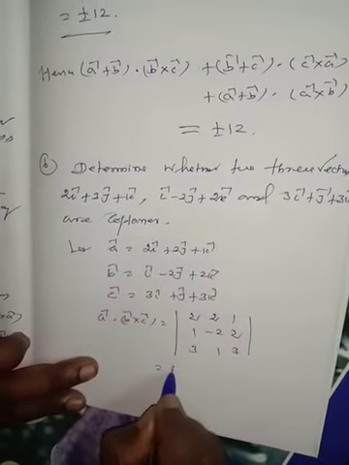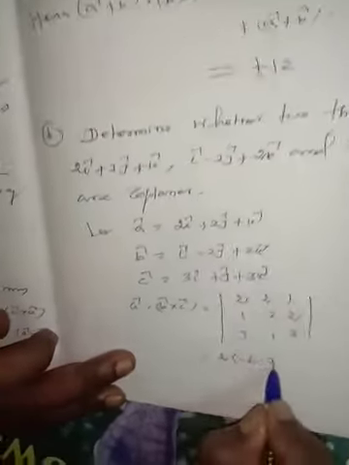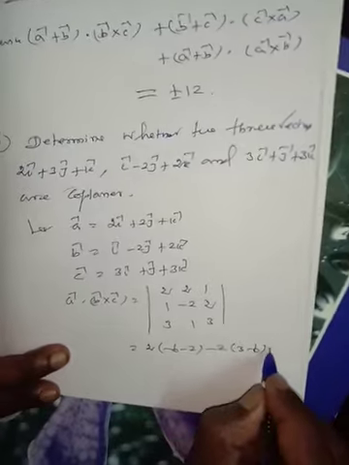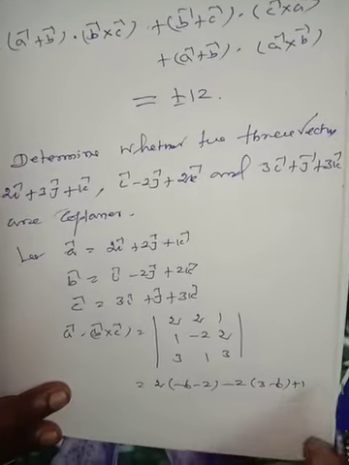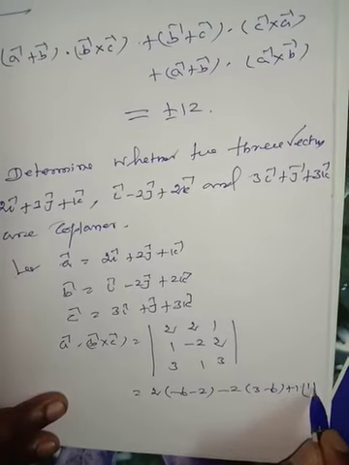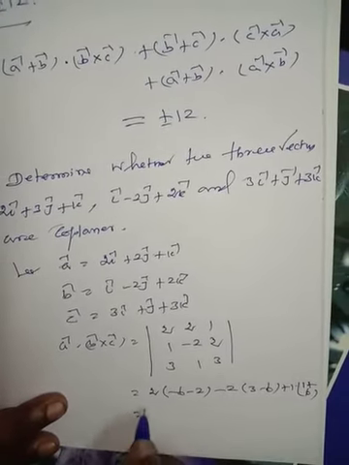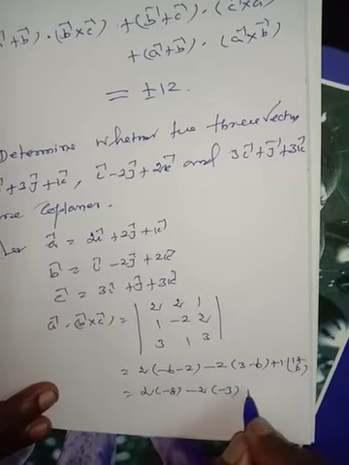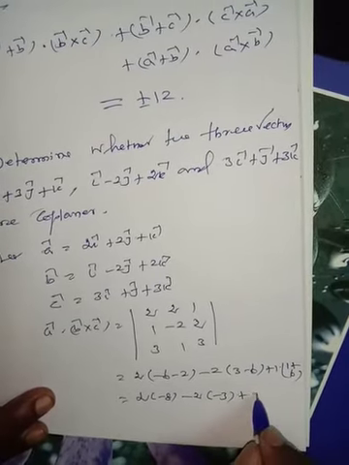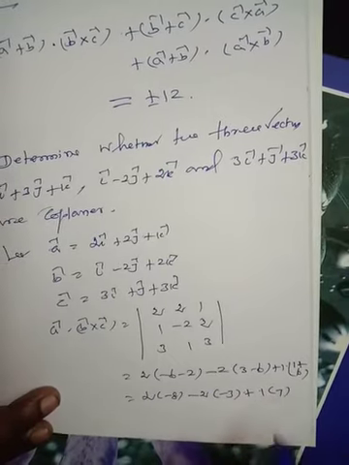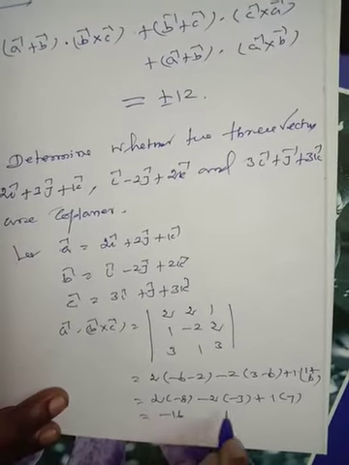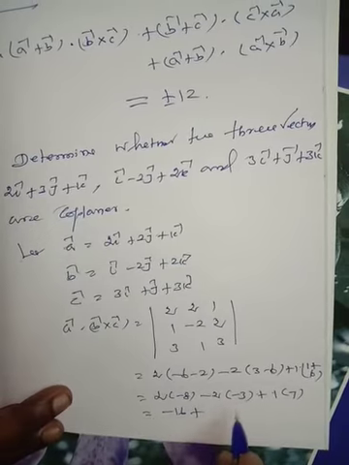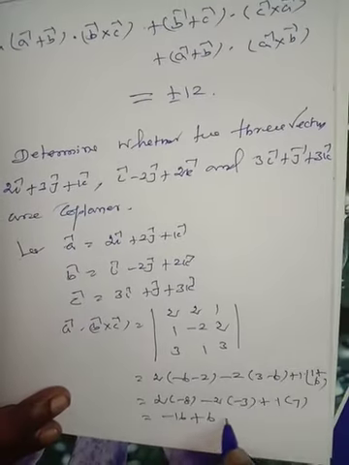Now 2 into minus 6 minus 2, minus 2 into 3 minus 6, plus 1 into 1 plus 6, is equal to 2 into minus 8, minus 2 into minus 3, plus 1 into 7 is 7. Now minus 16 plus 6 plus 7.